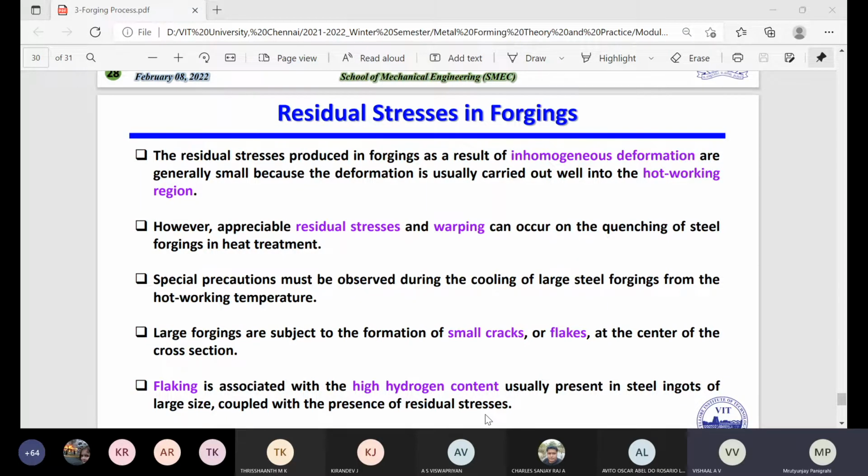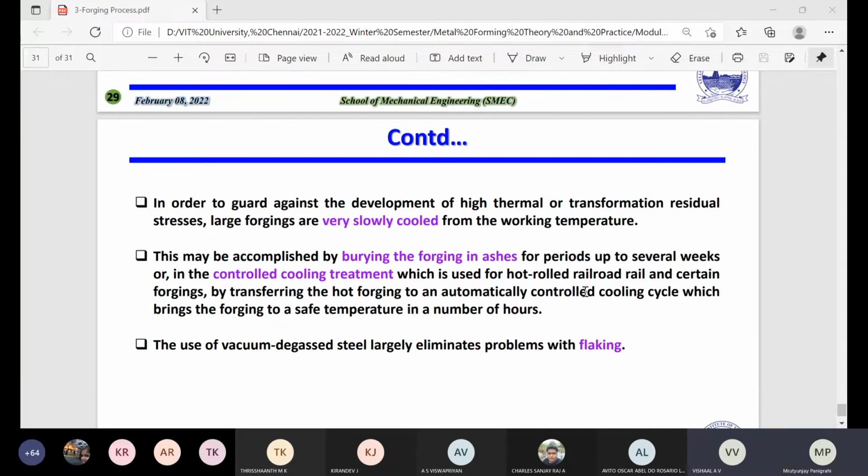Of course, if you have flaking, it also relates to the composition. For example, the hydrogen, the moisture or the oxygen. That also depends, because it will accumulate there. And the moment it accumulates, you are finding some defects there, or maybe the residual stresses. And lastly, in order to guard against the development of high thermal or transformation residual stresses, large forgings are cooled very slowly from the working temperature.